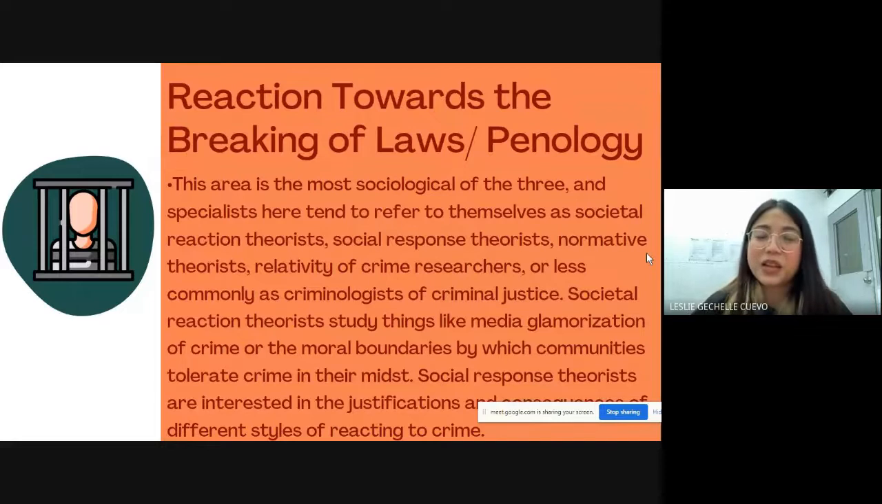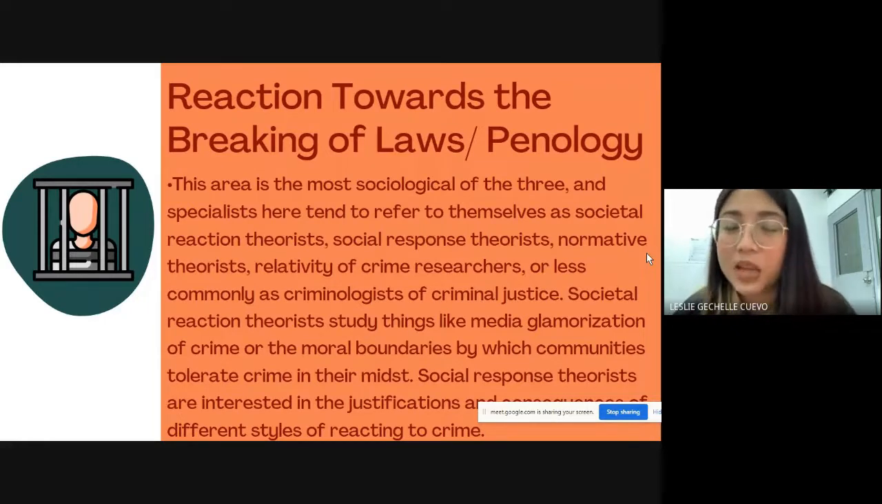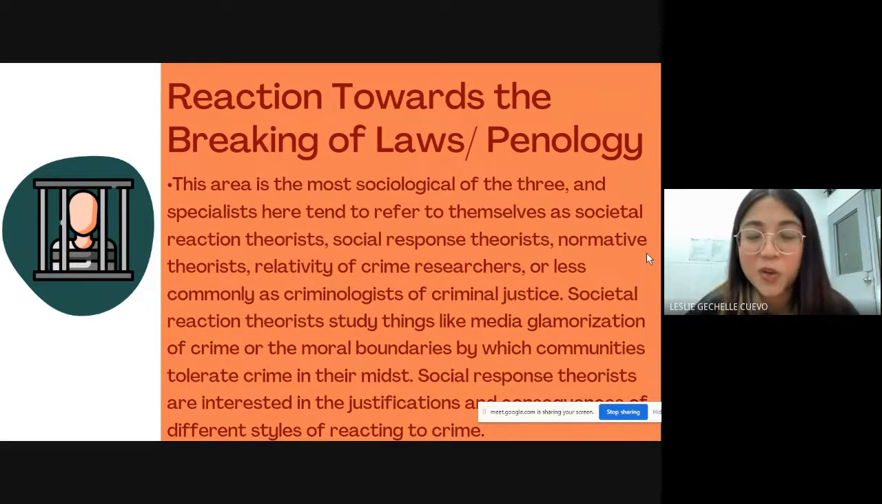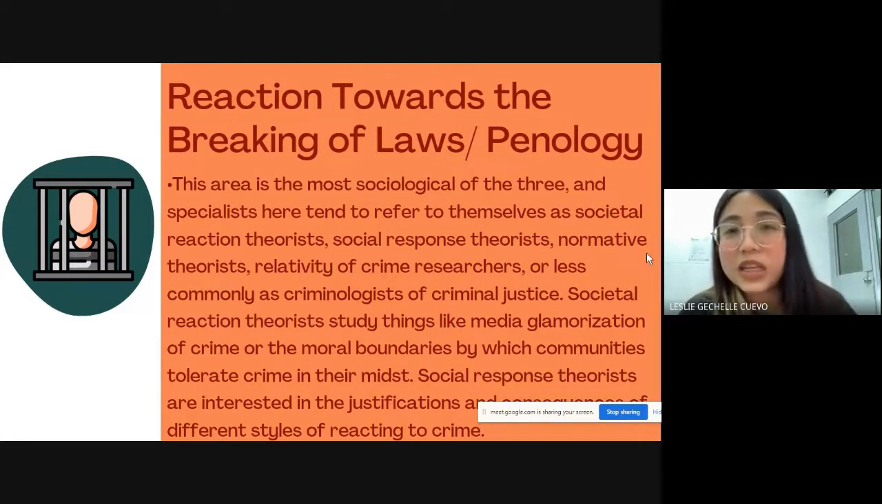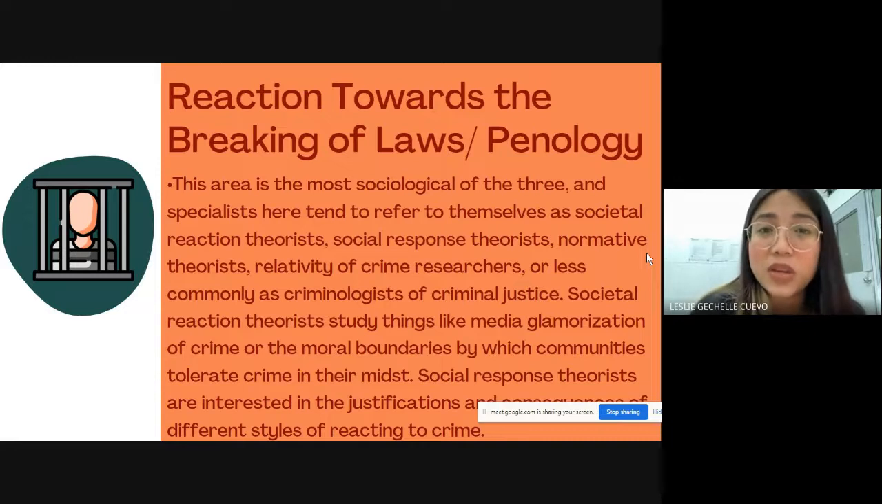Societal reaction theorists study things like media glamorization of crime or the moral boundaries by which communities tolerate crime in their midst. Kasi 'di ba, minsan nase-sensationalize ang isang krimen kasi matindi ang coverage ng media. Pero kung iisipin mo, hindi naman talaga ganun kabigat, pero nagmukhang sobrang bigat ng krimen kasi nga na-sensationalize ng media. Okay. At ayun nga, yung moral boundaries na siniset ng mga communities kung hanggang saan yung kaya nilang itolerate na krimen.